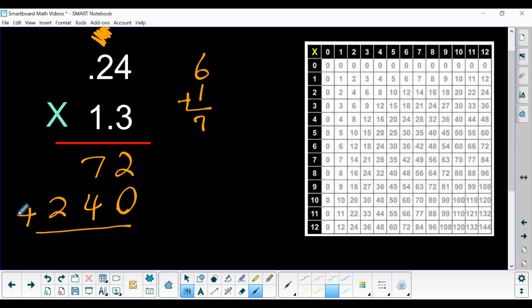Now comes the addition part. 2 plus 0 is 2. 7 plus 4 is 11. Put 1 here, carry over the 1. 1 plus 2 is 3. And now our final step.